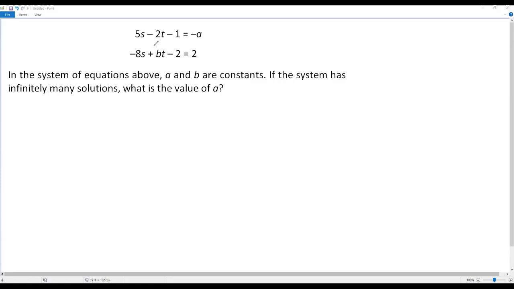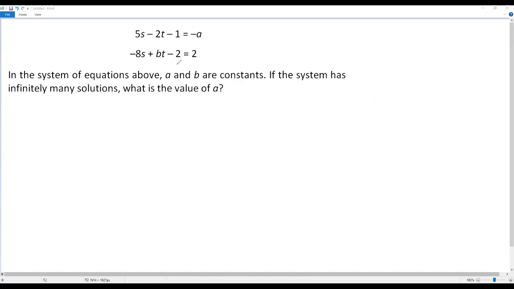Okay, here the question says in the given system, this A and B are constants. Then we have to assume this S and T are variables over here and also here. Since the system has infinitely many solutions, we can write these two linear equations in standard form. Standard form means ax + by = c. Usually we consider x and y as variables, that is, the x term and y term are kept on the left side and the constant is kept on the right side.